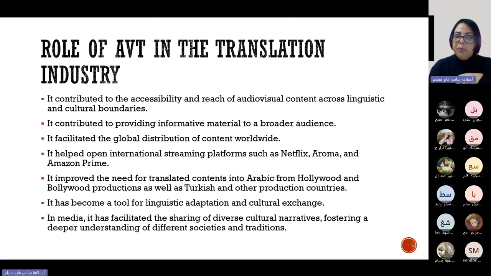The AVT improved the need for translated content. Why? Because now that it's opened globally to the world, more people will want to watch these movies, documentaries, TV series. They would like to watch it in their own language. So this opened the door for many translators to translate these contents for a broader audience. Okay? It has become a tool for linguistic adaptation and cultural changes.